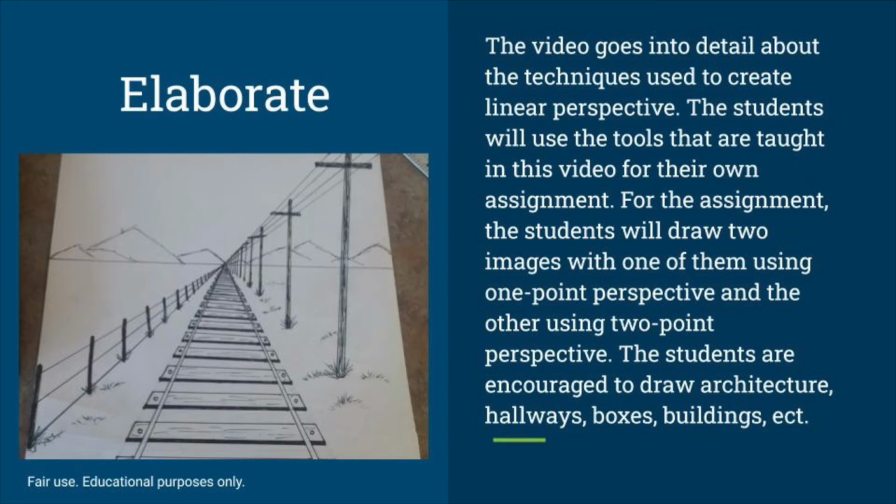The video goes into detail about the techniques used to create linear perspective. The students will use the tools that are taught in this video for their own assignment. For the assignment, the students will draw 2 images, with one of them using 1-point perspective and the other using 2-point perspective. The students are encouraged to draw architecture, hallways, boxes, buildings, etc. Coming up, you will see a link to the video of my teaching demonstration of how I would demonstrate the art skills needed for this lesson, and in it is included a list of supplies.